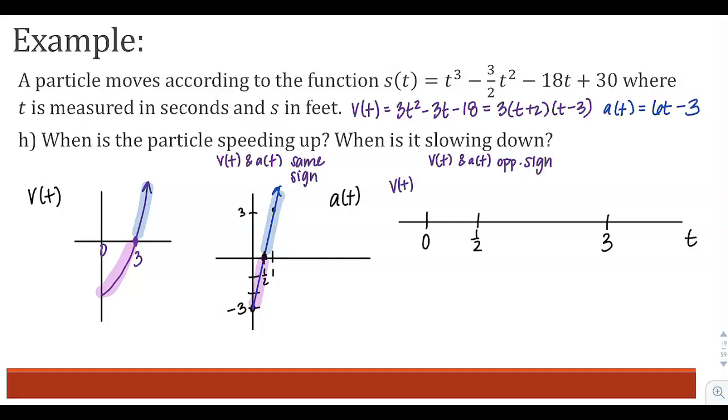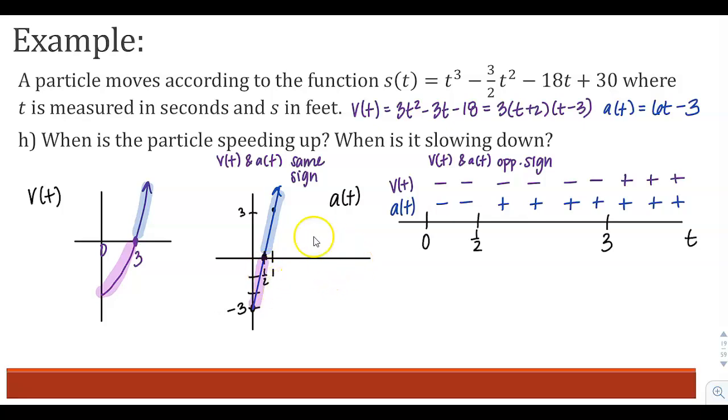So v of t, what I'm going to do is go ahead and label, well, velocity is negative between 0 and 3. So I'm just going to put a bunch of little negative symbols here between 0 and 3, and then past 3, my velocity function is positive. Then I'm going to do the same thing for acceleration. So I have a of t, and a of t is negative between 0 and 1/2, so I have negative signs here. And then beyond 1/2, acceleration is positive.